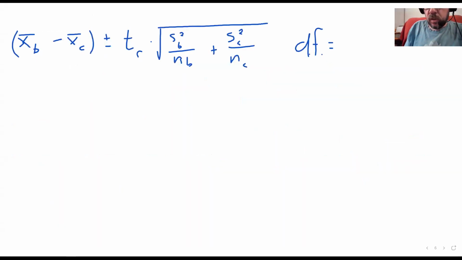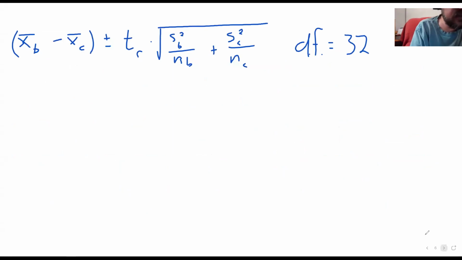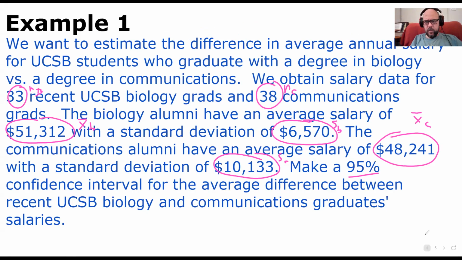So that's what we're going to do here. I've got that already, so my degrees of freedom was 32. So I'm going to have X B bar, which is 51312, minus 48241.